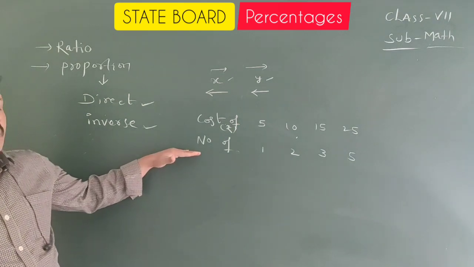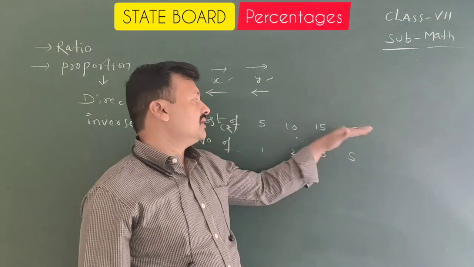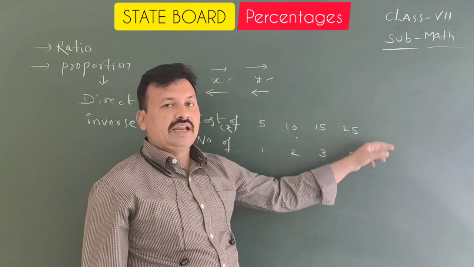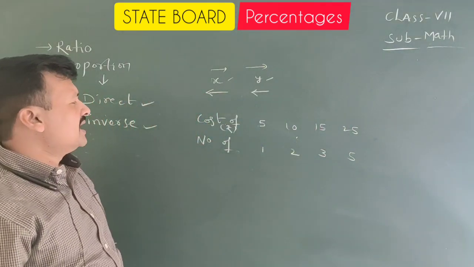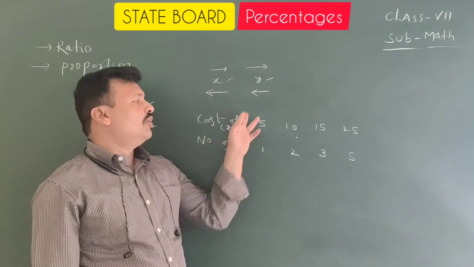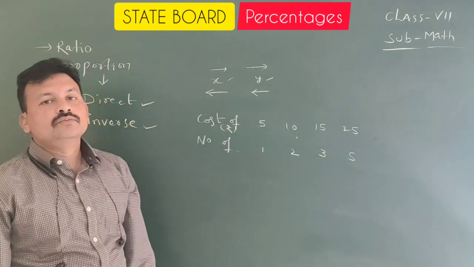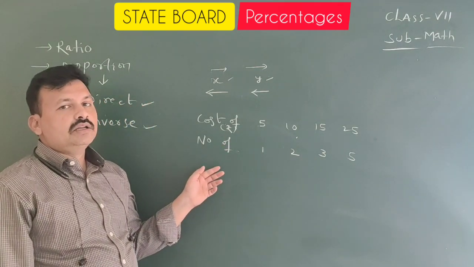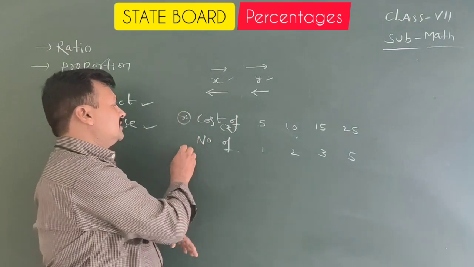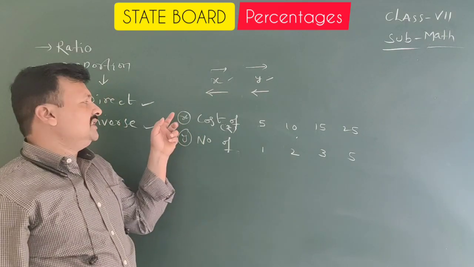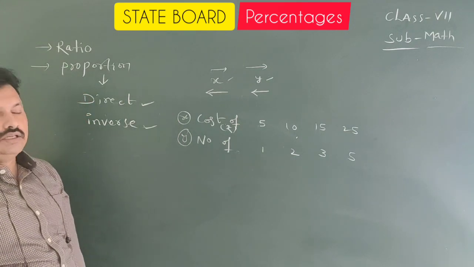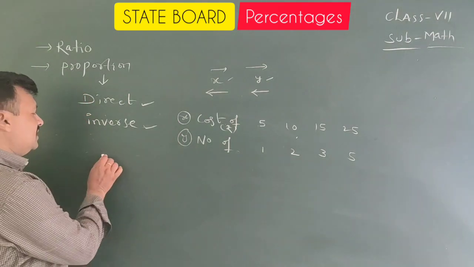If the number of pens is increased, their cost also will increase. 1 pen 5 rupees, 2 pens 10, 5 pens 25, 10 pens 50 rupees, like that. If you have more money, you will get more pens. If you have less money, you will get fewer pens. So if x, the cost of pens, increases, y, the number of pens, also increases. If x decreases, y also decreases. Here the two quantities are said to be directly proportional.